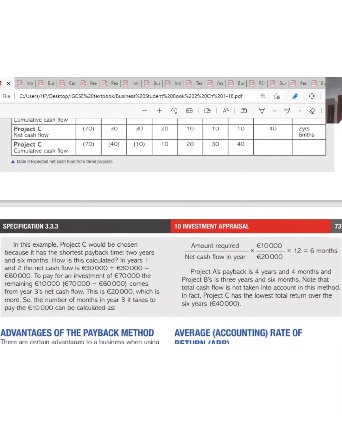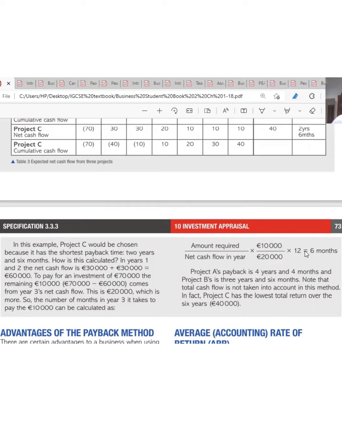So here we're going to have the amount required, which is 70,000, divided by the net cash flow in a year, which is 40,000 for project C, multiplied by the 10,000 which we are able to get in the third year, divided by the inflow of the third year. Then you multiply it by 12 for the whole month, because a year has 12 months.